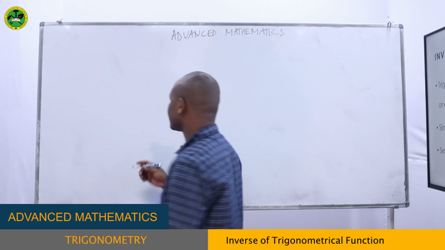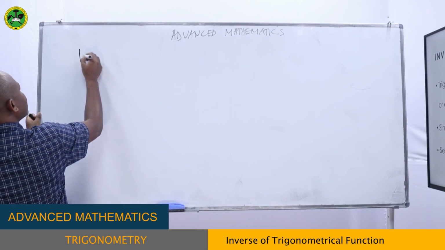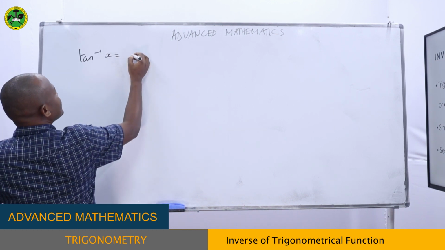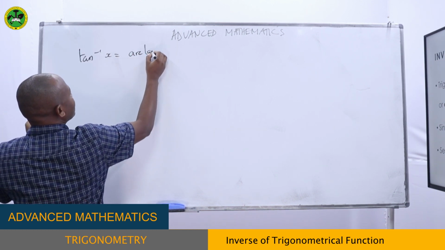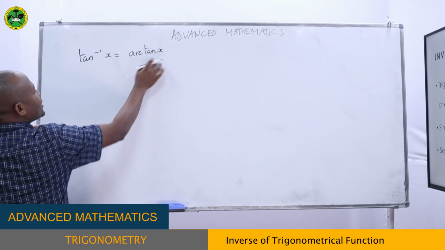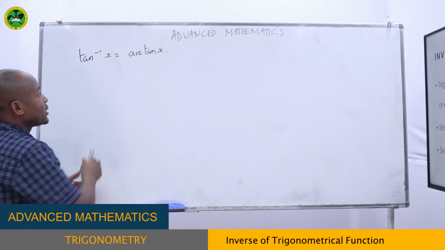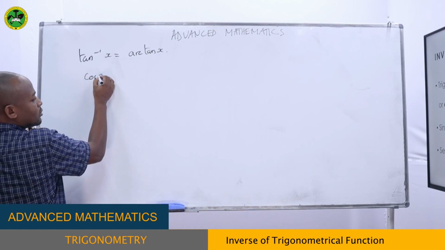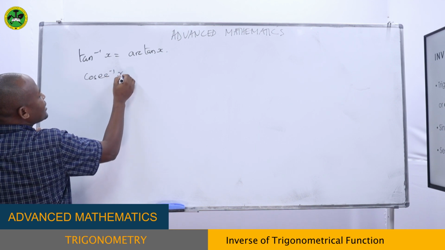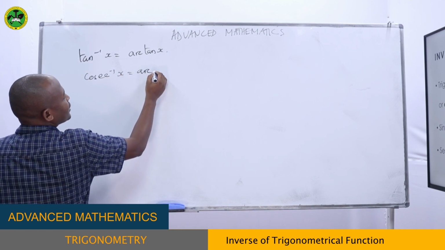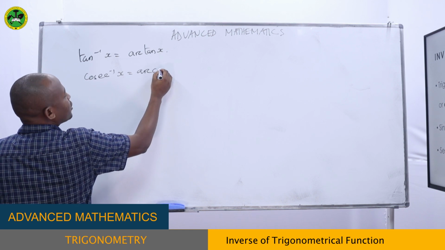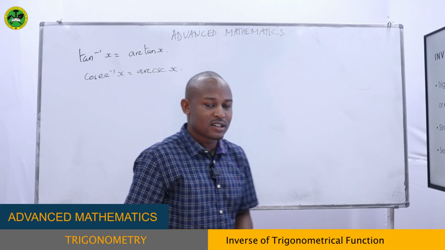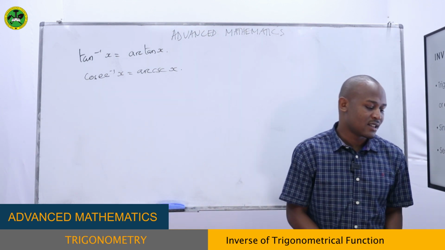For example, you can have tan inverse of x. As I said, this can be written as arc tan x. These two words are synonymous; they are the same. Or you can have cosec inverse of x, which is arc cosec of x. It's the same. So these two words are very synonymous. Don't confuse them. It's just the same thing.